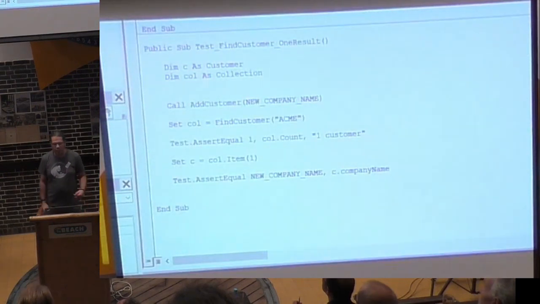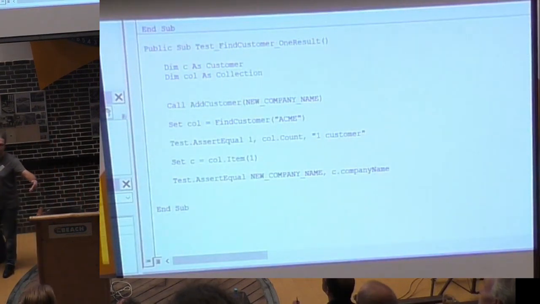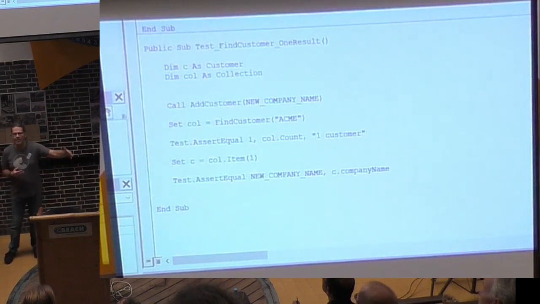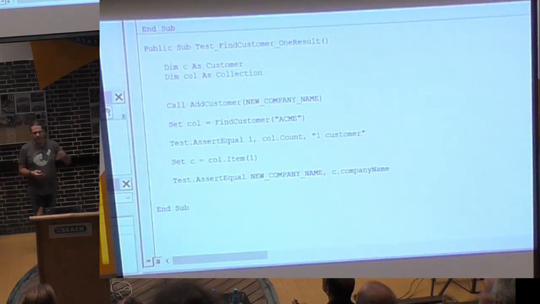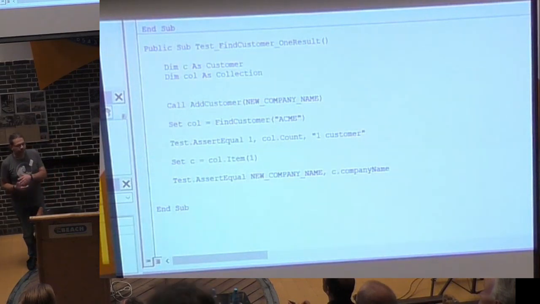It's find customer one result, and once again I do the same pattern. I add a customer, and that is actually the customer I want to find. I add the customer to the database, that would be arrange. Then I query the database using my find customer function that will return the collection containing the customer.